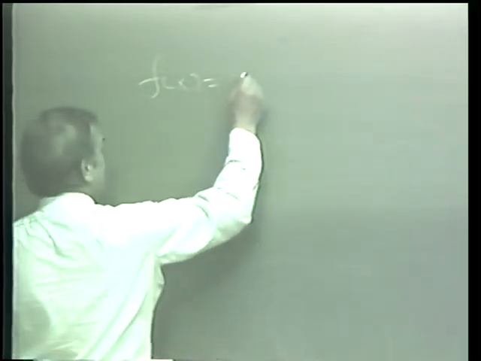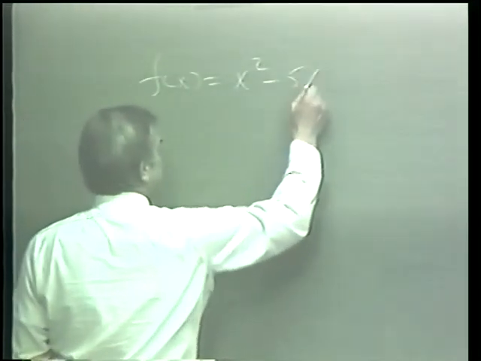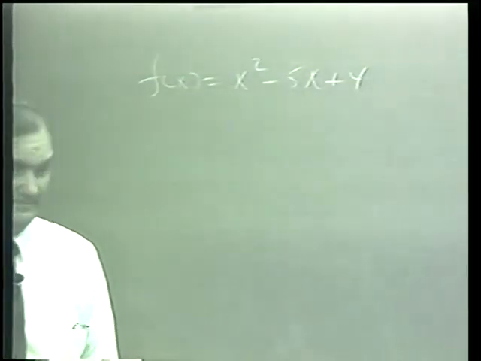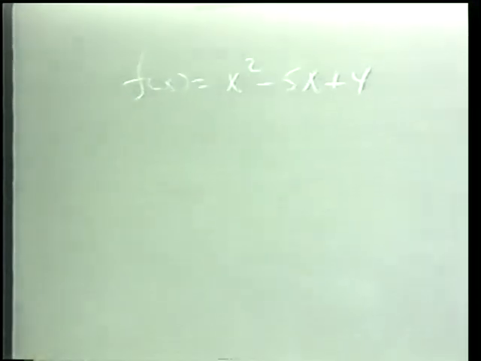Could you do number one? Can I do number one? You bet I can do number one. Number one says that f of x is equal to x squared minus 5x plus 4. This is number one. f of x equals x squared minus 5x plus 4.